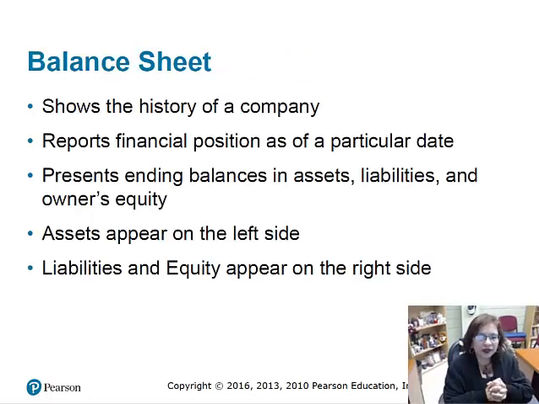So the balance sheet, one of the first reports that is done, making sure that everything is correct, shows the history of the company as far as the transactions that have been recorded, the financial position, meaning did we make a profit? Did we lose money? What ended up happening? And of course, it presents the ending balances of the assets, liabilities, and the owner's equity. Assets appear on the left side and the liabilities and equity on the right side, okay? Of course, it may seem different on the video, but don't worry about it, okay?